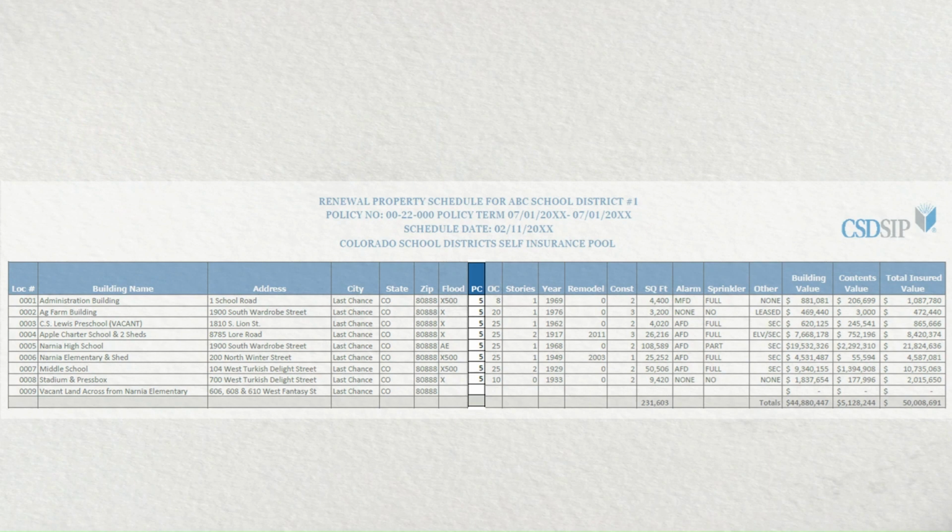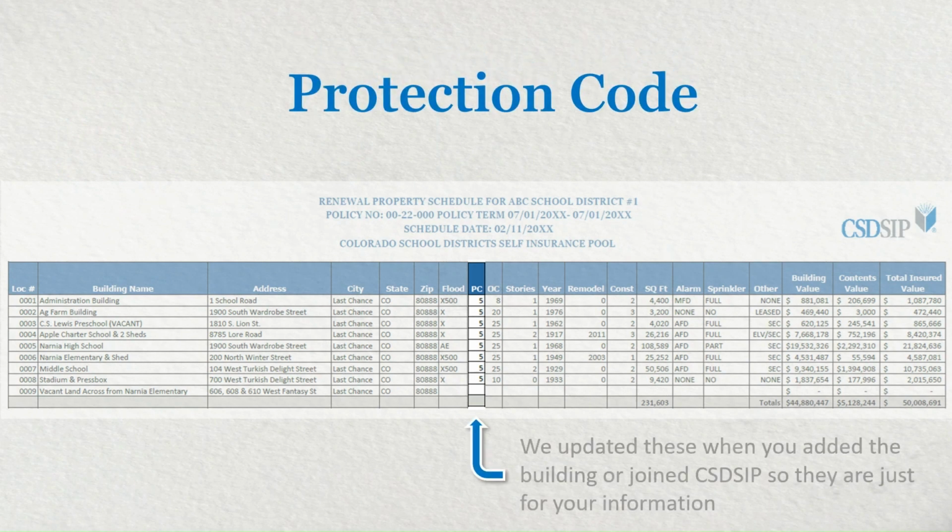PC refers to the Insurance Standards Office Protection Code. It reflects how close you are to a fire hydrant and or a fire station. In general, you do not need to update these. This is something that we complete for you when you add a new location or when you join the pool.